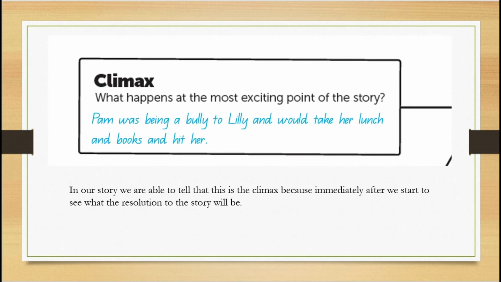Okay, so I've put in here, Pam was being a bully to Lily and would take her lunch and books and hit her. So that was our main climax in the story. That was the biggest part because that then triggered our solution to start building and our solution to start happening.